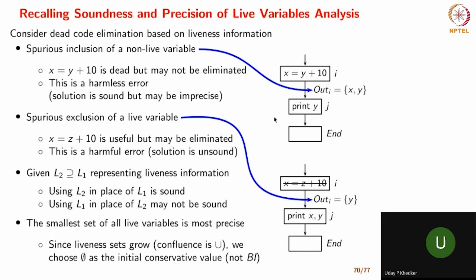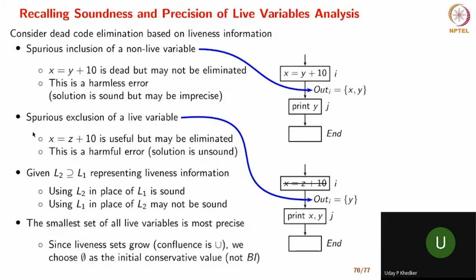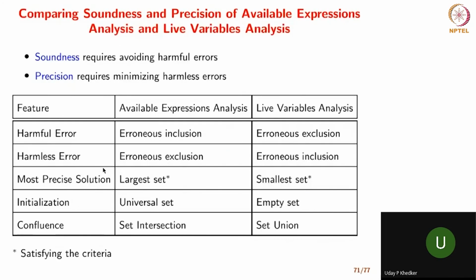We had something similar, but it was a dual of this. In case of liveness analysis, spurious inclusion is harmless. In case of available expressions, spurious inclusion is harmful. In case of available expressions, spurious exclusion is harmless. In case of live variables analysis, spurious exclusion is harmful. So how do we generalize it? They seem to be opposite things, but it turns out that there is a very nice pattern here.